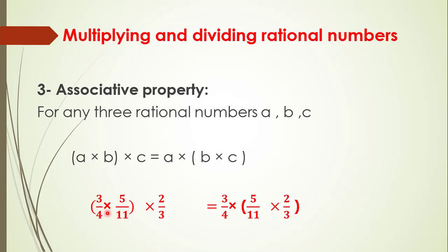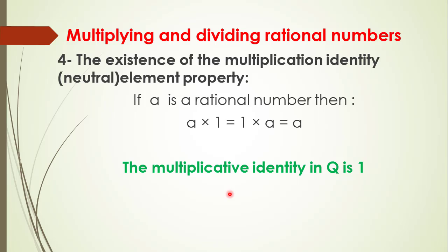Associative property, it means if you have three rational numbers, you can multiply first by second, then by third, or you can multiply second by third, then by first. Like here, I have 3 over 4 times 5 over 11. At first, I multiply them, then multiply the result by 2 over 3, or you can multiply 5 over 11 times 2 over 3, then multiply the result by 3 over 4.